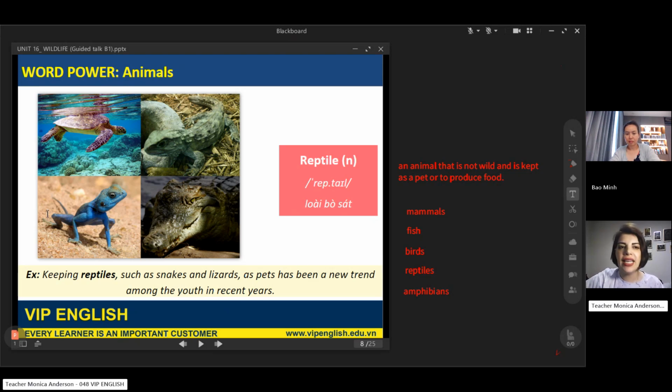So reptile, as you can see, the next one. But you know, the photo here, this is a lizard, so it's a reptile, because it's not a frog. Yeah, the reptile, the lizard.